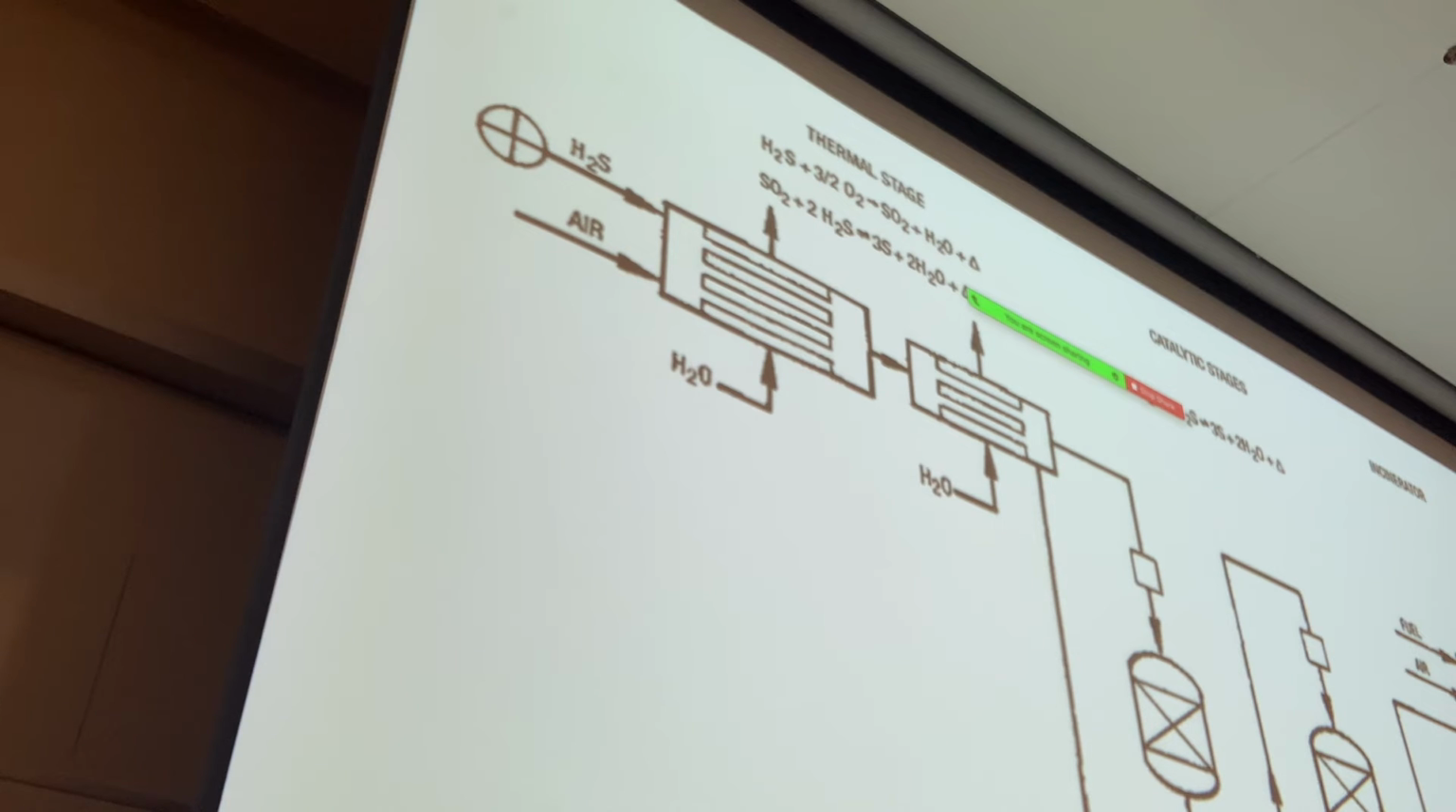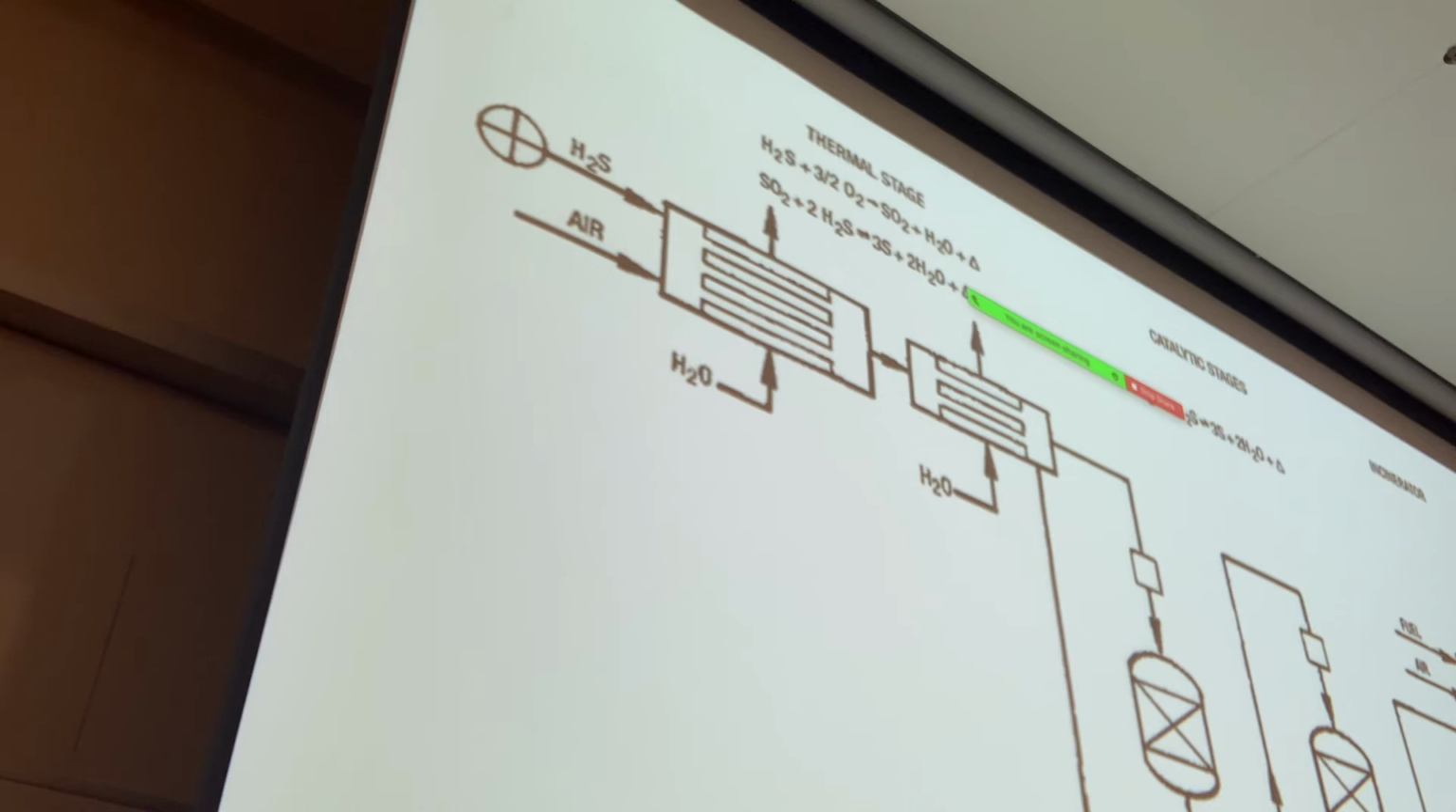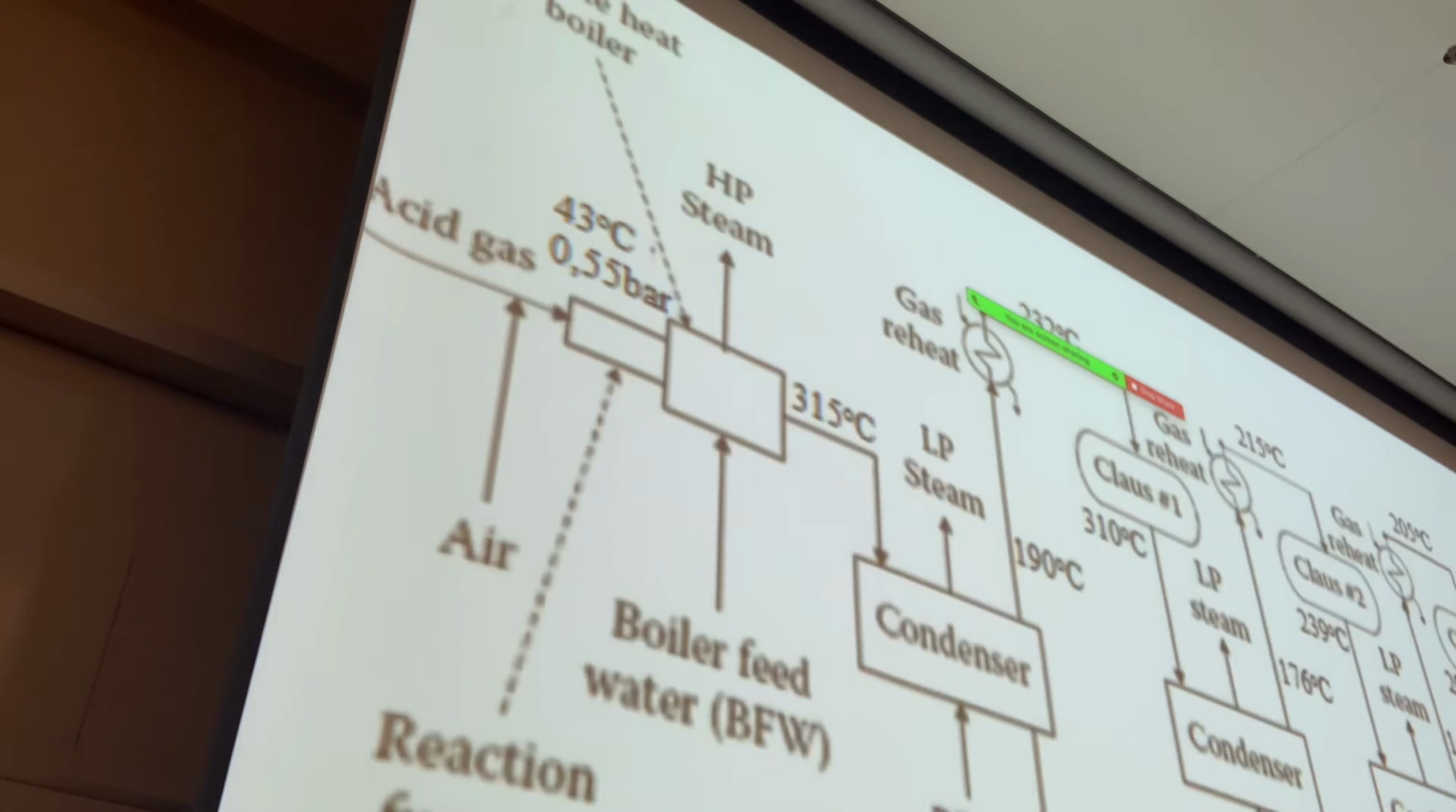These stages consist of a reheater, a reactor, and a condenser, respectively. This can be used with 1, 2, or even 3 of those units. Then this is fed to an incinerator. Between that last condenser and the incinerator is a tail process that is often used and will be talked about.